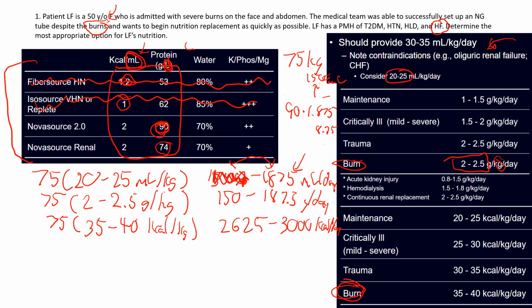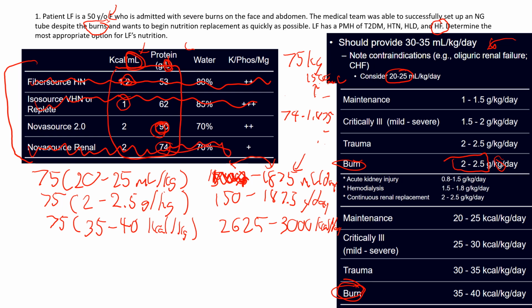Now let's test it for our NovaSource renal, which we don't really need to do. We could just pick this bag, but we might as well look at it anyways, just for practice. So we have 74 times 1.875, and we get a total protein of 138.5. This is lower than our lowest value, so we can never use NovaSource renal. So this makes the answer look pretty clear, I would say. We've kind of eliminated the other options.